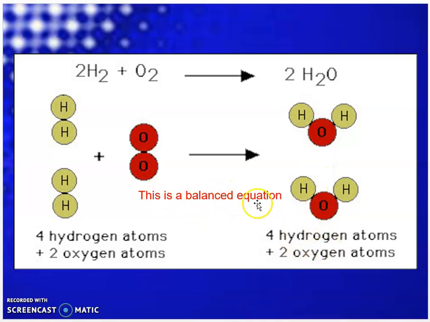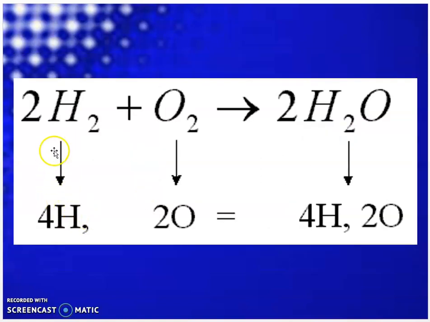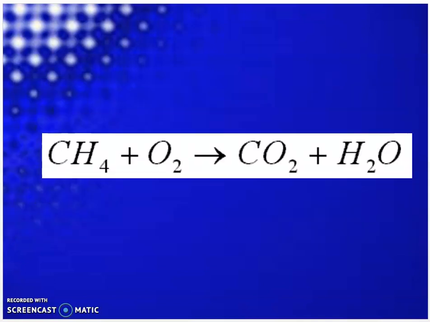This equation is balanced, meaning that it follows the law of conservation of mass. Atoms were not created, and atoms were not destroyed. What we started with, we ended with. Okay? Same formula here. Now let's look at this formula. We're going to count the atoms, and if it's balanced, it follows the law of conservation of mass. If it's unbalanced, it does not.